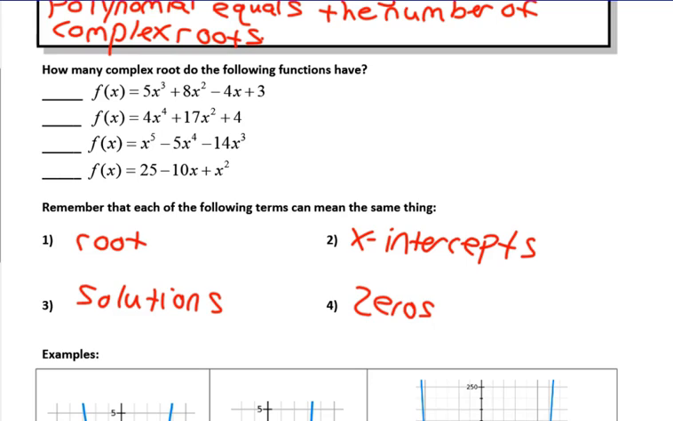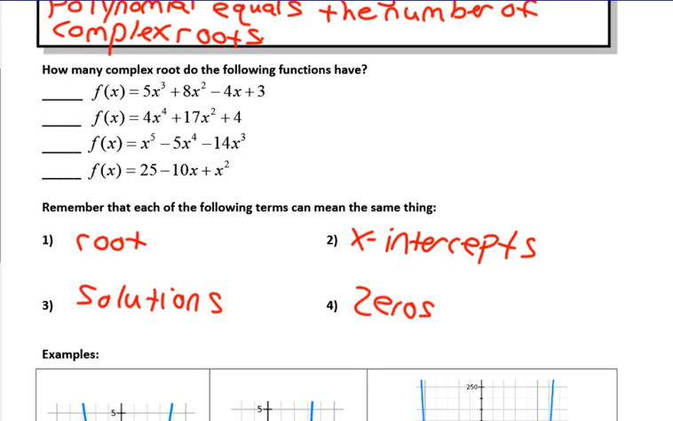Can anybody tell me what complex means? Complicated, good. And mathematically, if we're talking about numbers, what does complex mean? Give me an example of a complex number. 2, 1.5, how about 2i? Yeah, right? Complex is kind of the big umbrella that has everything in it.